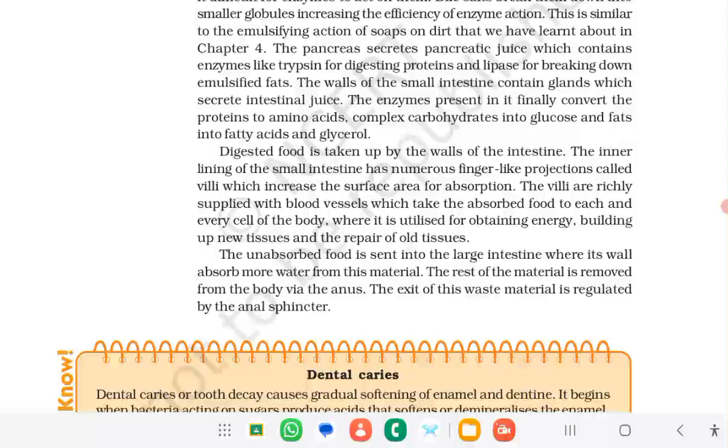The inner lining of the small intestine has numerous finger-like projections called villi, which increase the surface area for absorption. The villi are richly supplied with blood vessels which take the absorbed food to each and every cell of the body, where it is utilized for obtaining energy, building up new tissues, and the repair of old tissues.